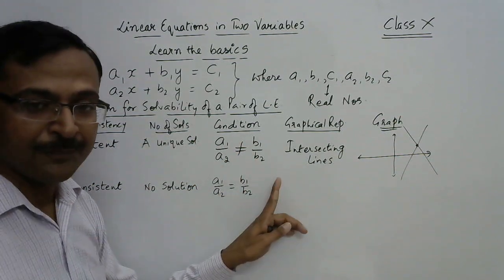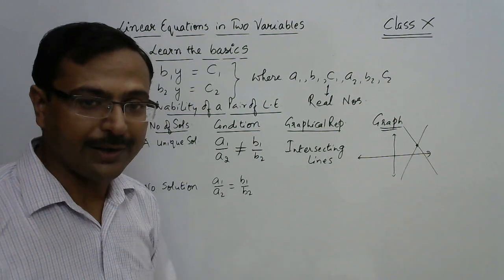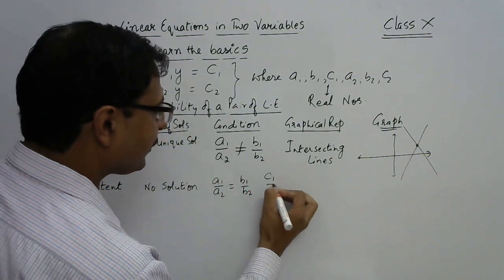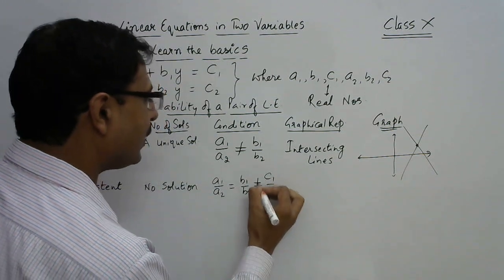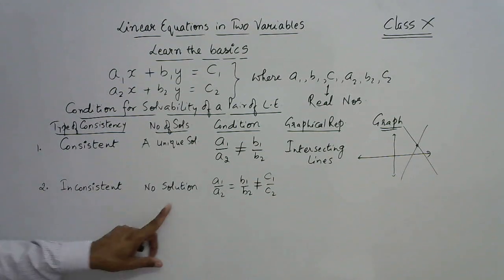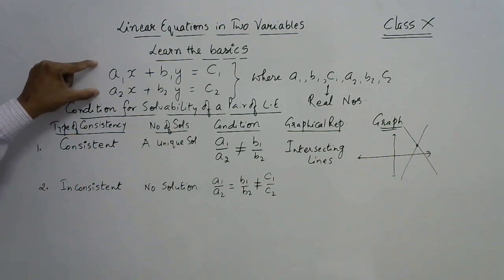When the first two are unequal, then obviously the third one is not required. But when the first two are equal, then you see the third one, and if the third one is not equal, then it means that the pair of linear equations has no solution. You cannot find the solution of such a pair of linear equations.